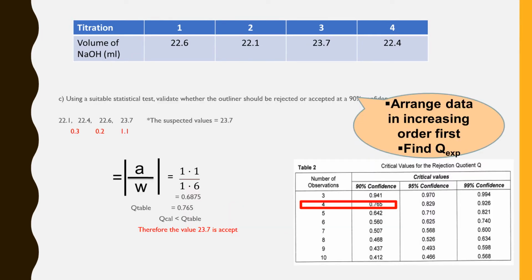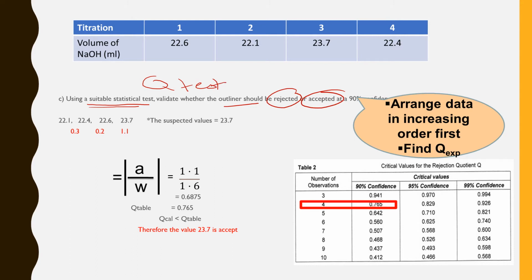Next we'll go to question C. The question states: using a suitable statistics test, validate whether the outlier should be rejected or accepted at 90%. To decide whether the outlier will be rejected or accepted, of course you have to do the Q test.